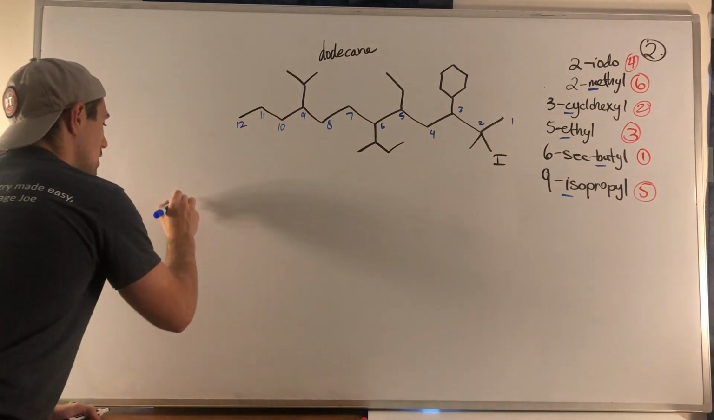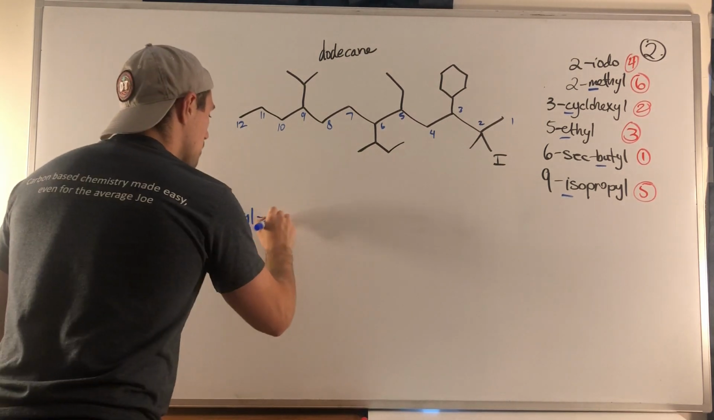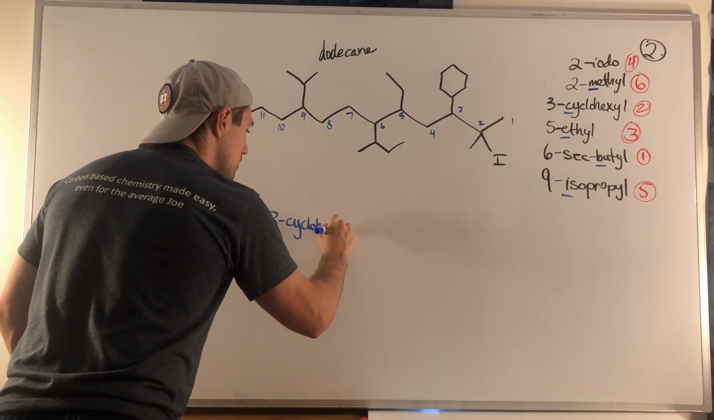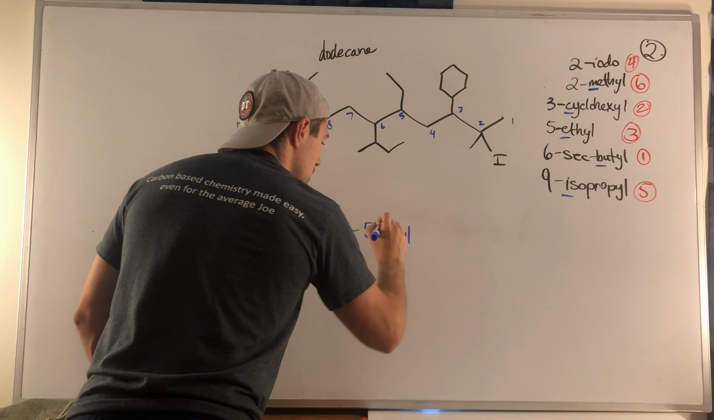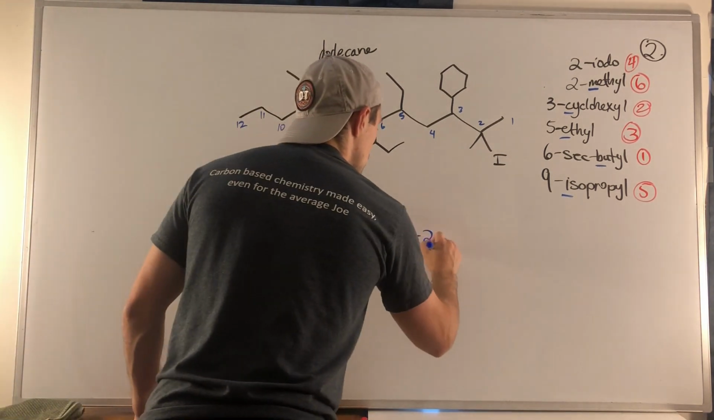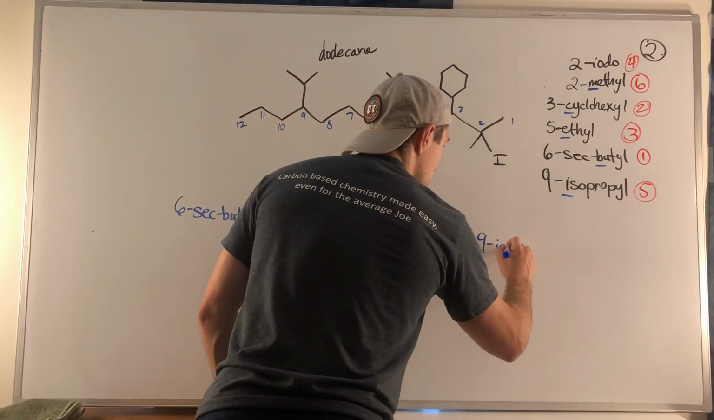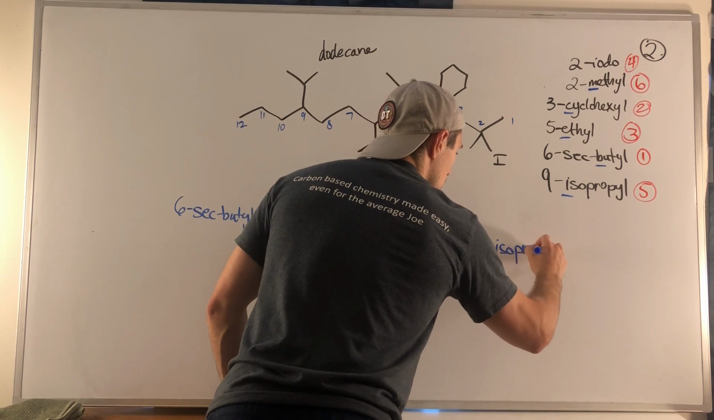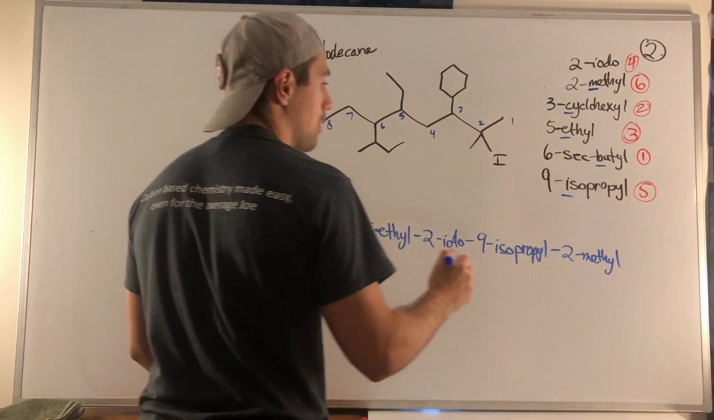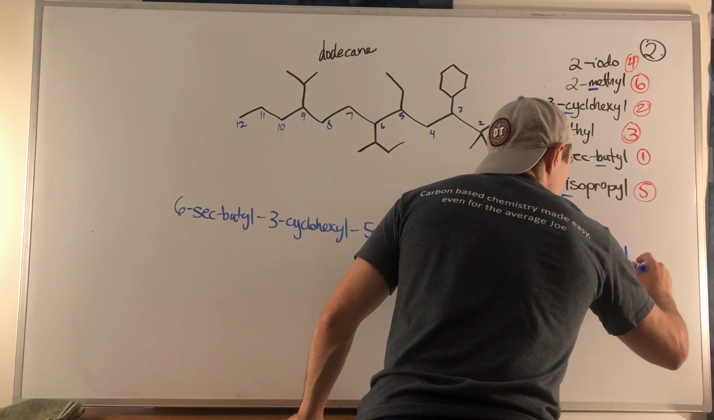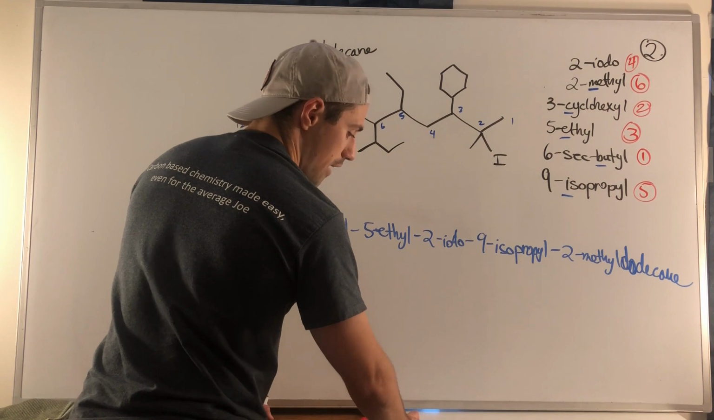So we start off with 6-sec-butyl. 3-cyclohexyl. And then 5-ethyl. That's a hyphen. And then we have 2-iodo. And we have 9-isopropyl. And then we have 2-methyl. And then run it all together with the dodecane. Make sure 6-sec-butyl, 3-cyclohexyl, 5-ethyl.